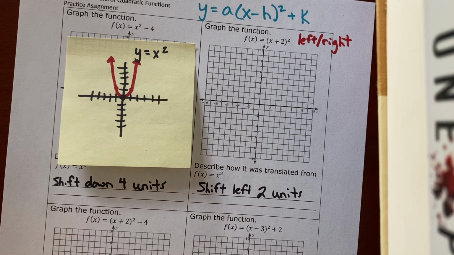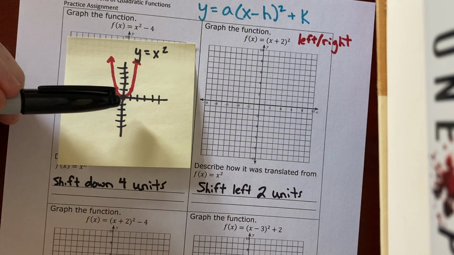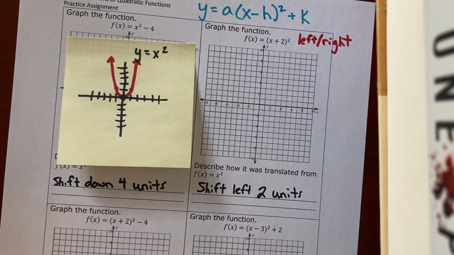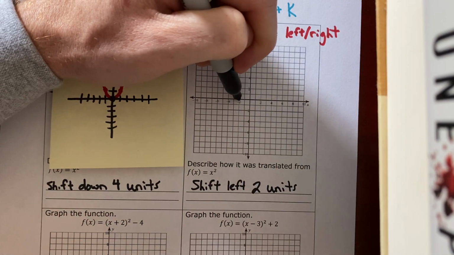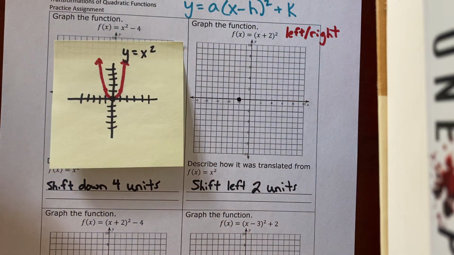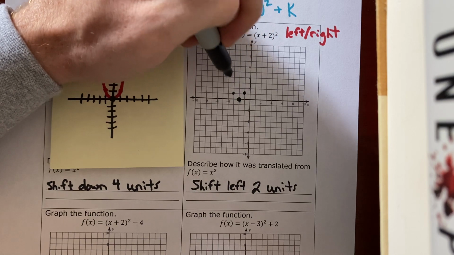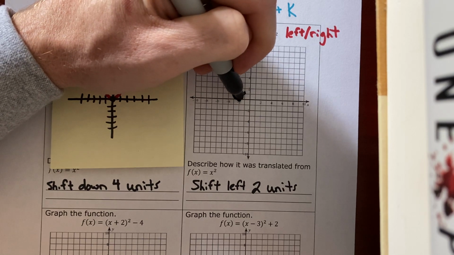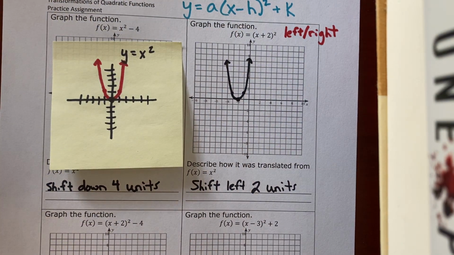Okay, so not too much different than this graph right here, but instead of starting at 0, 0, I'm just going to start 2 units to the left. So once again, instead of putting my point at the origin, I'm going to put my vertex 2 units to the left, and then nothing else changes. I know it's opening up. I can go up 1 over 1, up 1 over 1, and then I can draw in my parabola. That's it. Done. All right, not too bad.